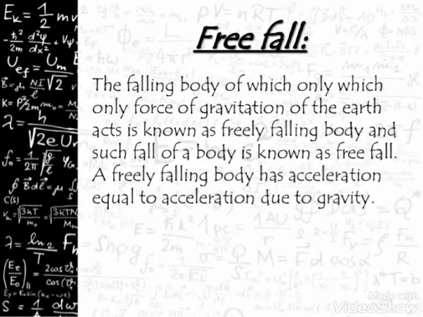Is it clear? Now, a falling body which experiences only one force, that is the gravitation of the earth, is known as a freely falling body. A freely falling body has acceleration equal to the acceleration due to gravity, because we have already studied that whenever an object is in motion, it has acceleration. So whenever an object is in free fall, it will have acceleration, and that acceleration will be due to Earth's gravitational pull. That is your free fall.